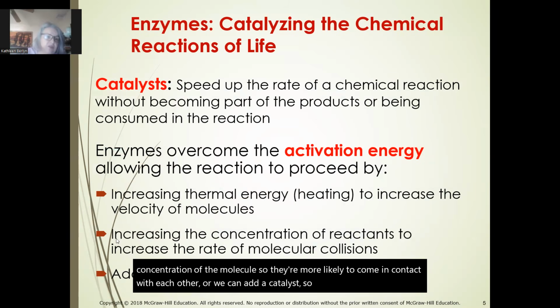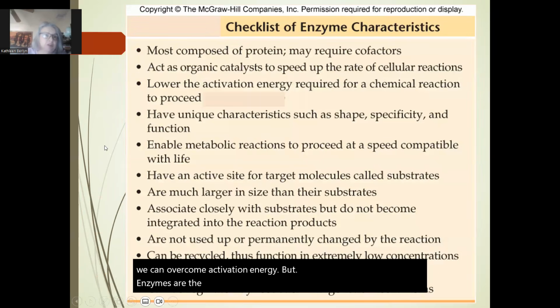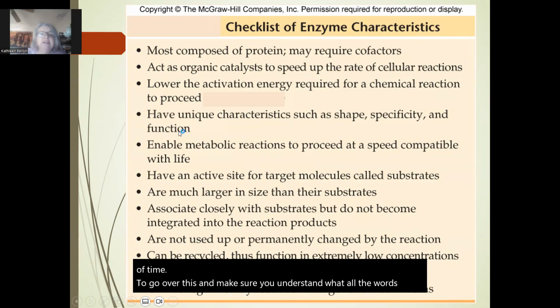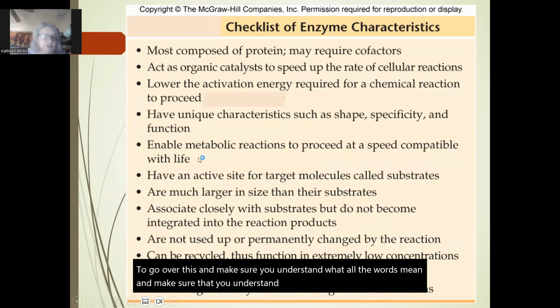So these are three ways that we can overcome activation energy, but enzymes are a great way to do that. This is a checklist of what characteristics an enzyme has. I encourage you to take a little bit of time to go over this and make sure you understand what all the words mean, and make sure that you understand how this all fits together. So for our purposes, we're going to think of enzymes as proteins, and we'll see that they may require cofactors or coenzymes, but they're typically made out of proteins.